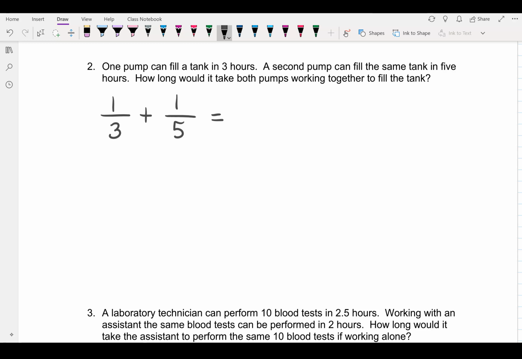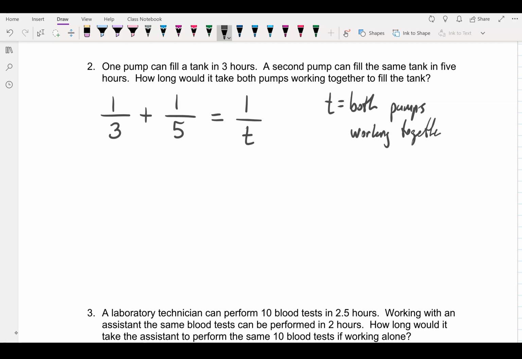How long would it take both pumps working together to fill the tank? Well, still 1 tank. How long is that going to take? And once again, the t in this case is both pumps working together. And my device here is fighting me, so things are looking a bit weird. Okay, technology. Let's see how far we get. Both pumps working together.